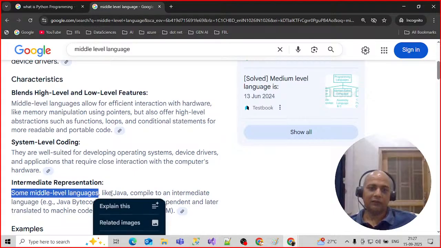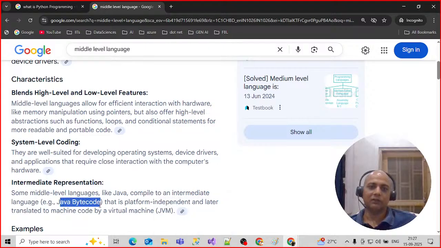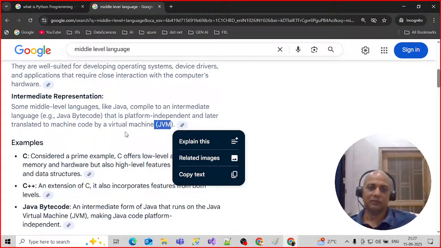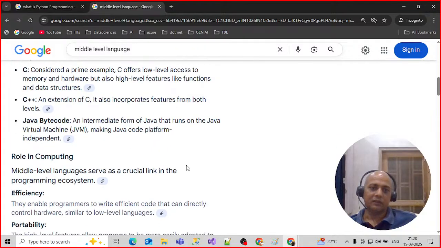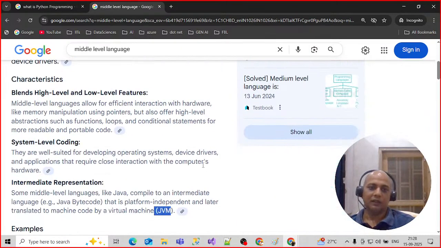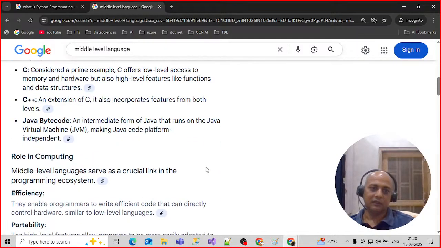Some middle level languages like Java compile to an intermediate code like Java bytecode, right? You will study that in Java. While studying Java, you will understand about the Java Virtual Machine, JVM, and all that. So these are the compiler part, but in short, you can say middle level language is the combination of low level and high level language features, and it can be used with some syntax and libraries like high level language.